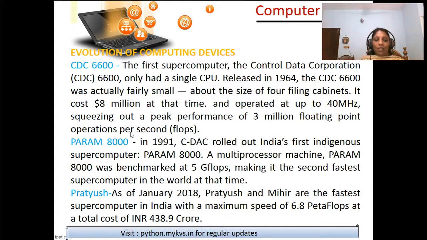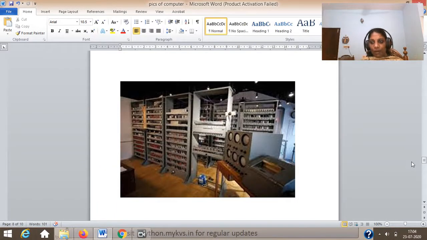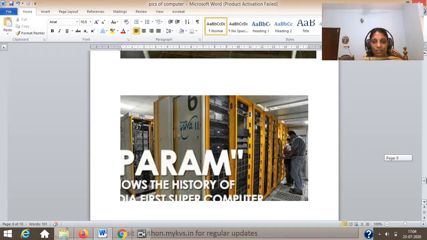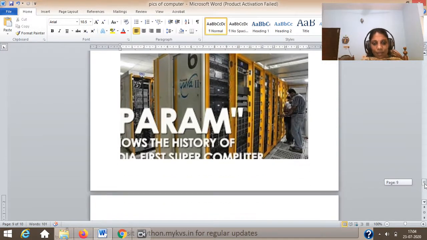Next is our own. India's first supercomputer was developed by CDAC in 1991. And what was the purpose of using it? The same thing again: weather forecasting, military purposes, and government's secret purposes. We'll see our Param here. This is how Param's processor looks. And you know what the meaning of Param is, isn't it? If you don't know, Param means supreme in Sanskrit, and that is how it was developed.